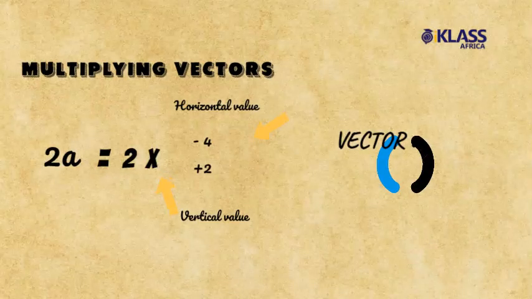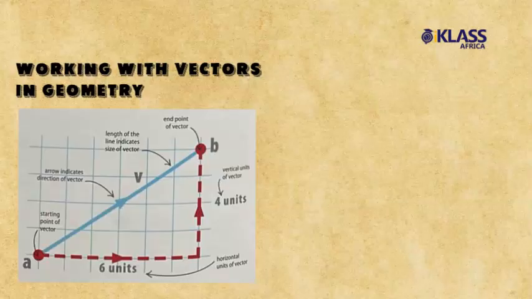Vectors can be used to prove results in geometry. In this example, vectors are used to prove that the line joining the midpoints of any two sides of a triangle is parallel to the third side of the triangle, as well as being half its length.